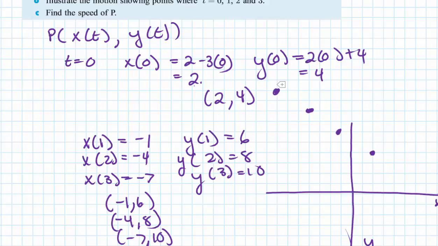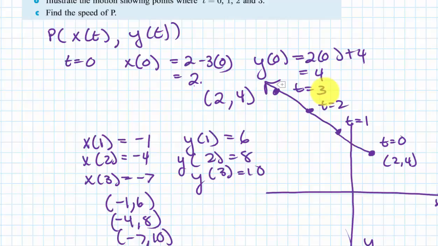I started with (2, 4), and going this way. Now I'm going to have a closed circle at (2, 4) because that's when t was equal to 0. And then I can continue the arrow because time is continuing. So this is t is equal to 1, t is equal to 2, and t is equal to 3. Remember, that is seconds. And then it says find the speed of p.